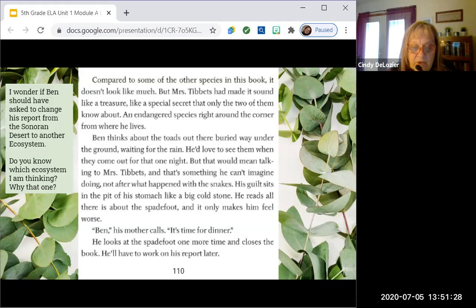"Ben," his mother calls, "it's time for dinner." He looks at the spadefoot one more time and closes the book. He'll have to work on his report later.